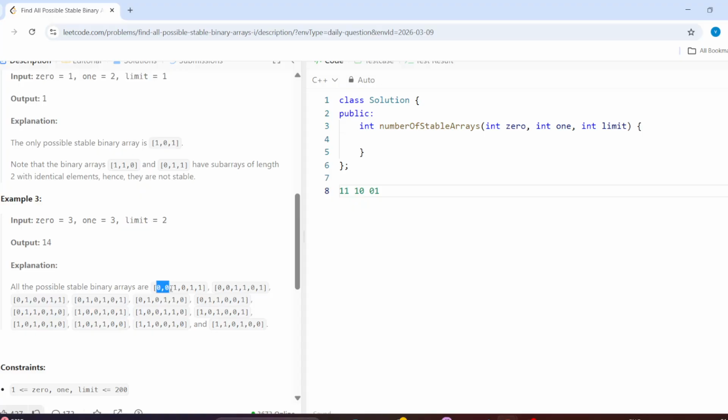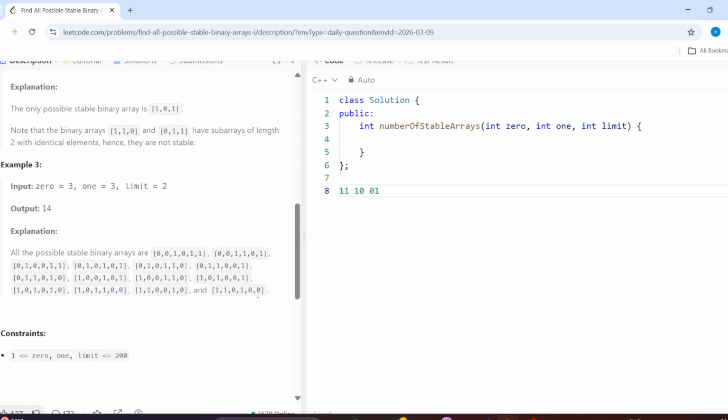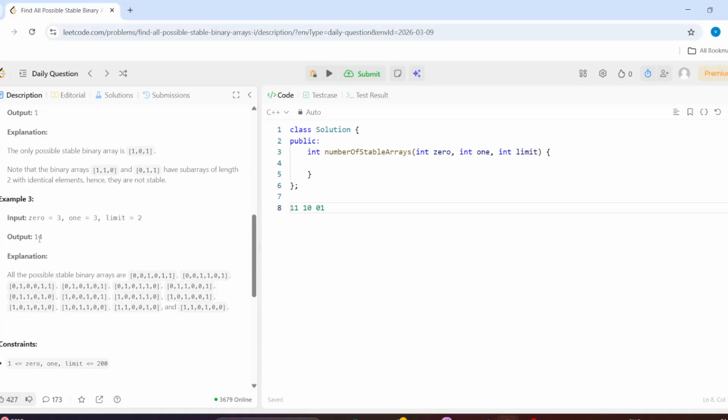So the subarray we take first is this, and here we see that no continuous 0 occurs 3 times or greater than 2 times. In this subarray also there is no such continuous element. So this is a possible stable subarray. Similarly in this, no subarray contains zeros or ones repeating continuously more than limit times, greater than 2 times. So these are all the possible subarrays which we can make using these conditions. So our output will be 14.